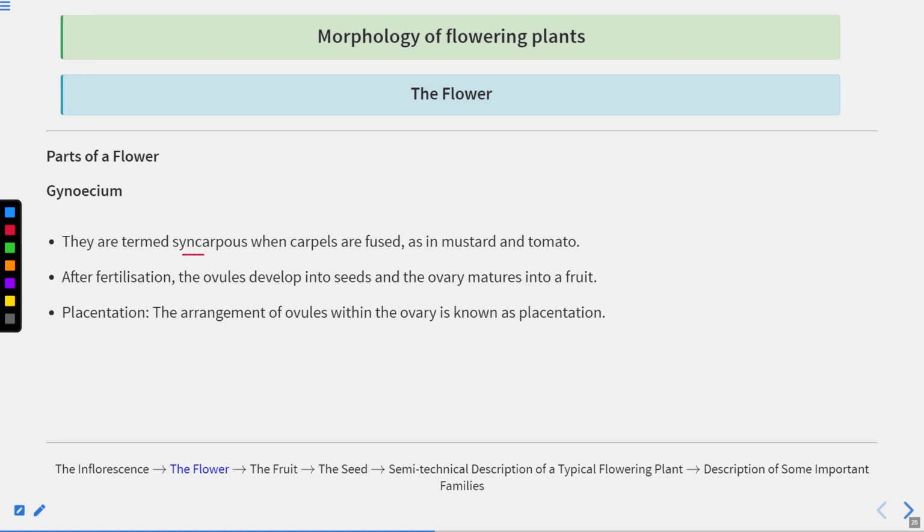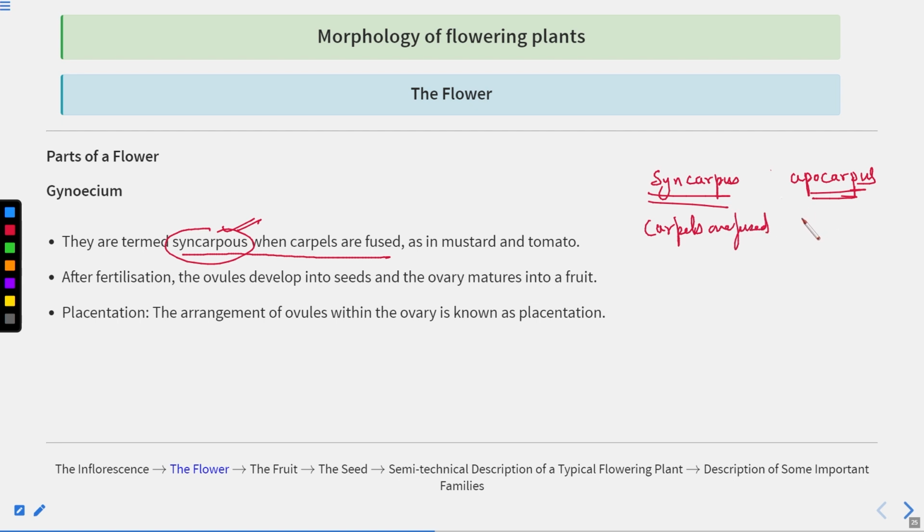They are termed syncarpous when carpels are fused. But sometimes what happens? Carpels are fused together, and they are called syncarpous. Apocarpous. So two types of arrangement of the gynoecium are there, syncarpous and apocarpous. Now what happens in the case of syncarpous? The carpels are fused. And here the carpels are not united together. They are free carpels. That is the apocarpous condition. Syncarpous carpels are fused, and you can see fused carpels in the case of mustard and tomato.